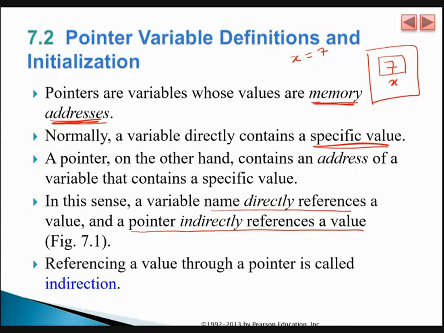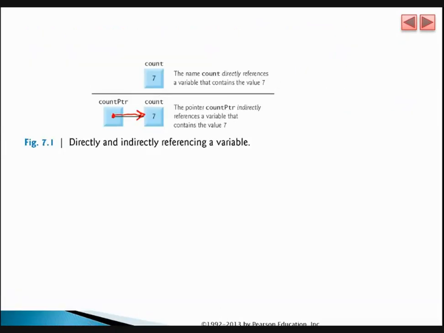Why indirectly? Because whatever is written in this, you have to go to that address, and at that address the value is stored. Okay, so this is one layer of puzzle you have to solve. You first look at what is stored at this location, then you go to that location, and there you will get the value.